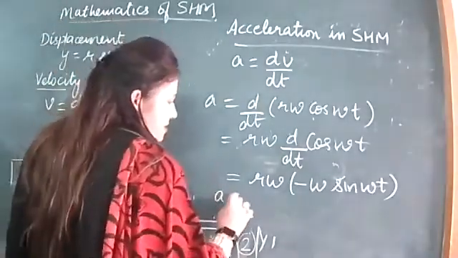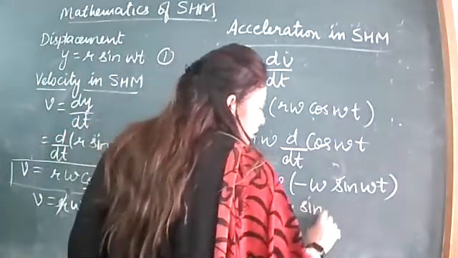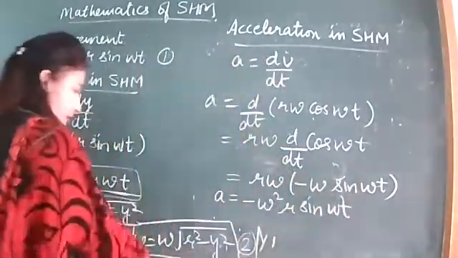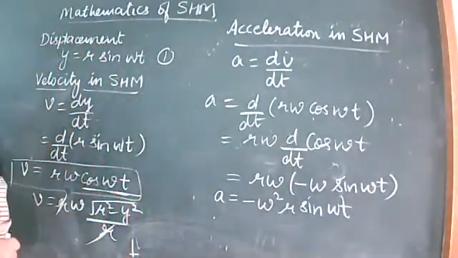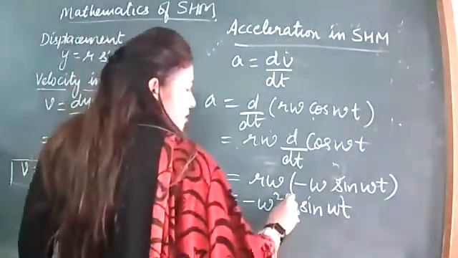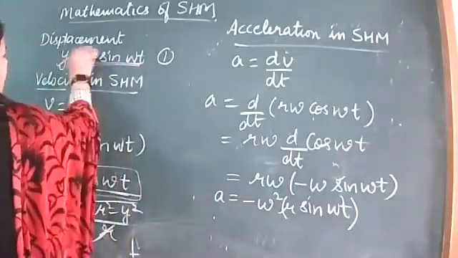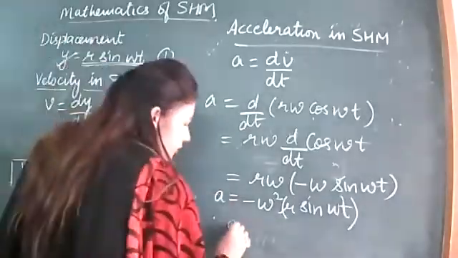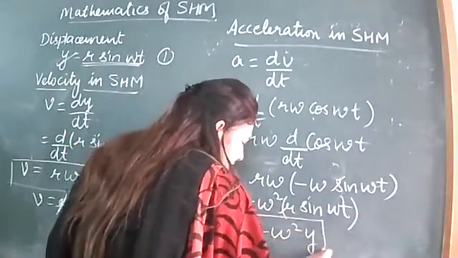So we get acceleration is minus omega square r sine omega t. I hope this step is clear to you. a is minus omega square r sine omega t. Now see, what is this r sine omega t from equation number 1? r sine omega t is y. So we put a is equal to minus omega square y.